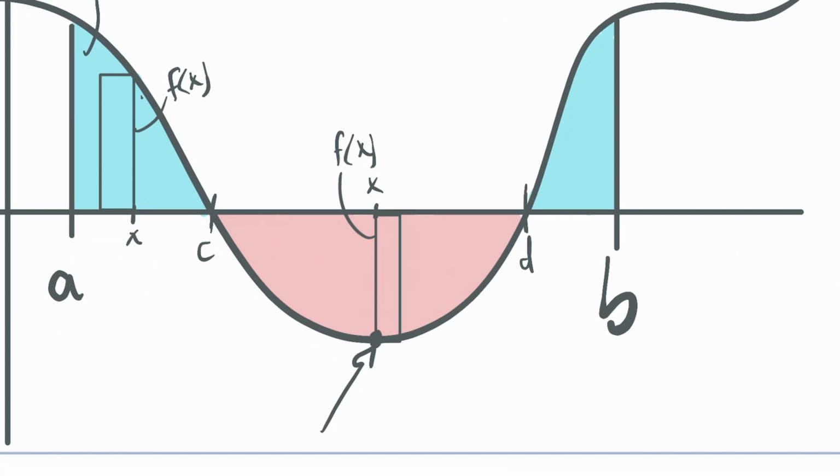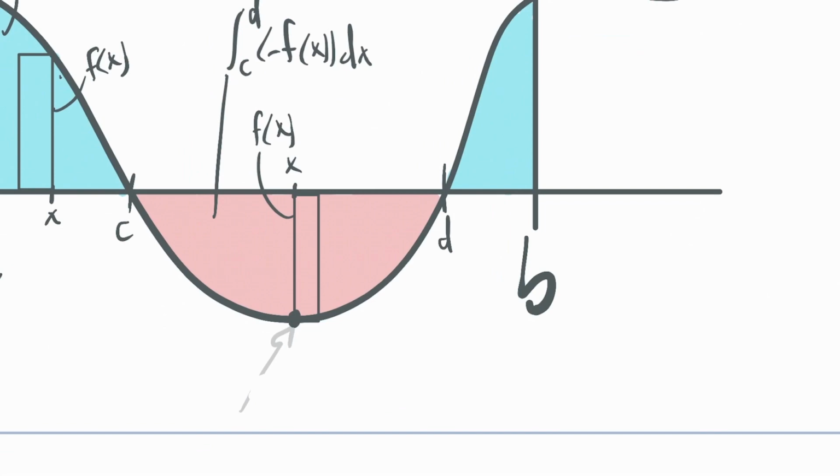Because the function's below the x-axis. The height of a rectangle is positive, right? But since I'm measuring below the x-axis, the function's producing a negative value. So this area here will be the integral from c to d of the negative of f of x dx, okay?